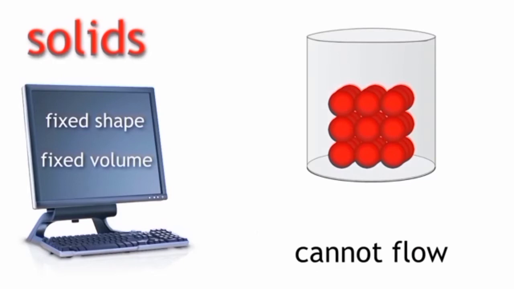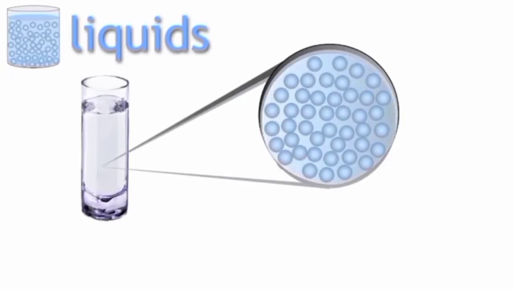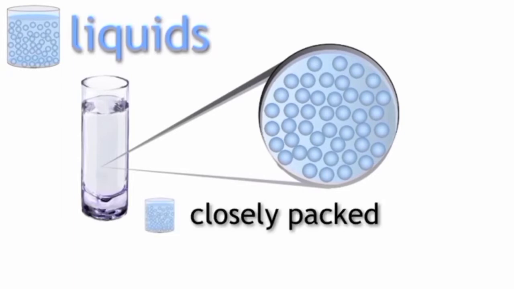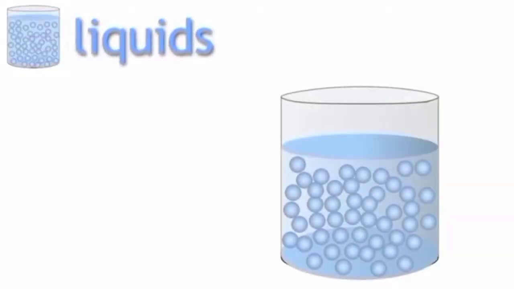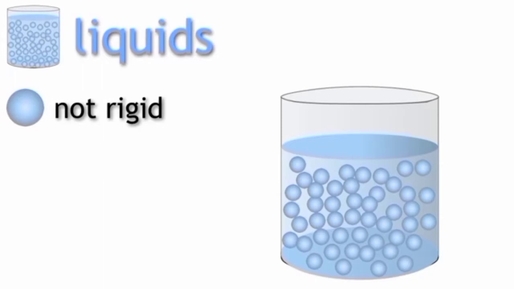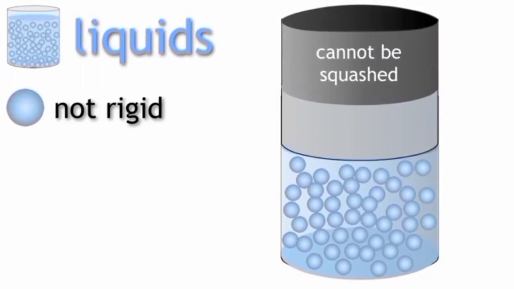And now let us take a look at liquids. An example of a liquid is water. Same as solids, its properties depend on how its particles are packed together. In a liquid, particles are closely packed together but not as close as the particles of a solid. This means that particles of a liquid can move around each other. Therefore, liquids are not rigid like solids, but because their particles are closely packed together, they also cannot be squashed. They don't have a fixed shape and they have a fixed volume, so they can flow.